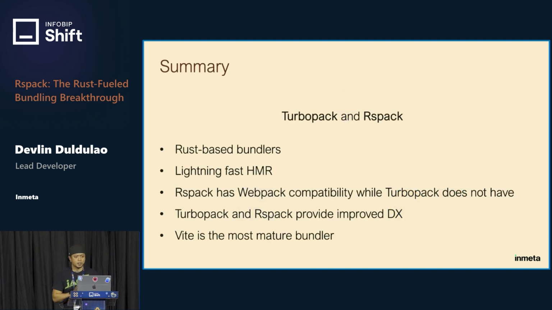So, just to summarize, TurboPack and Rspack are both Rust-based bundlers with lightning fast HMR. Rspack has Webpack compatibility, while TurboPack does not. TurboPack and Rspack provide improved DX, or development experience, or developer experience. And Vite is the most mature bundler as of today, which is not written in JavaScript.